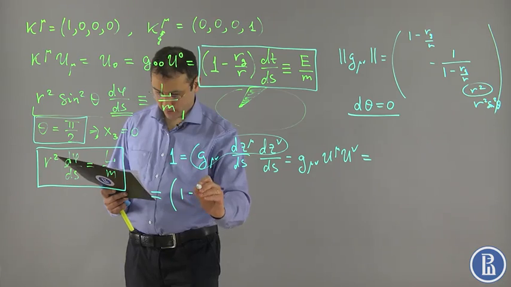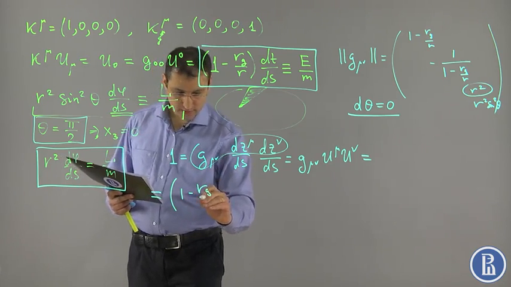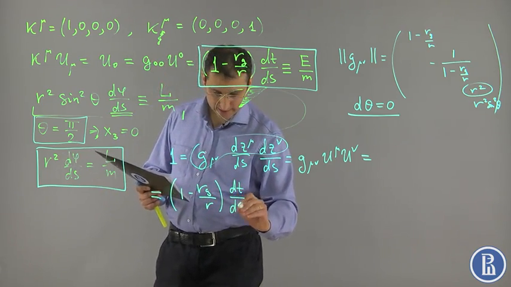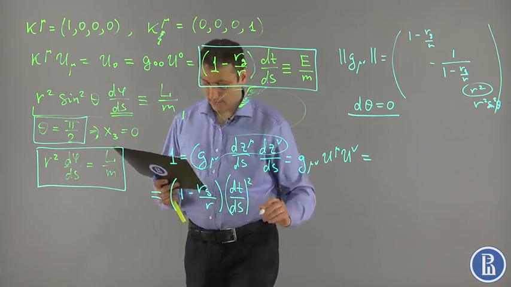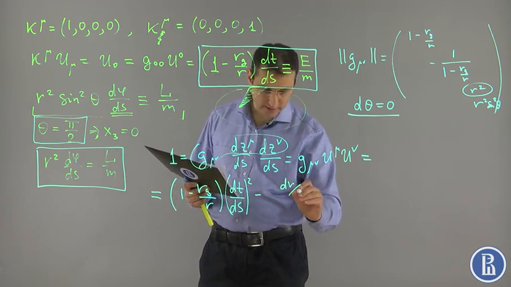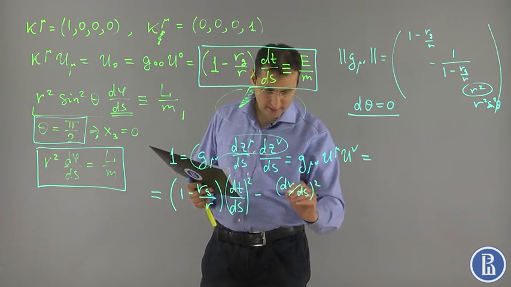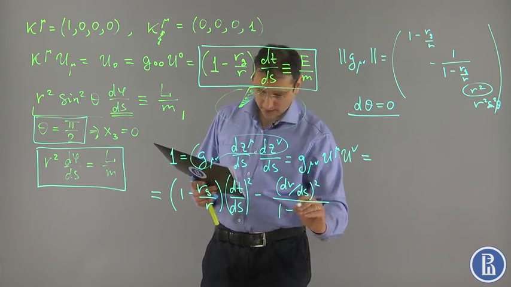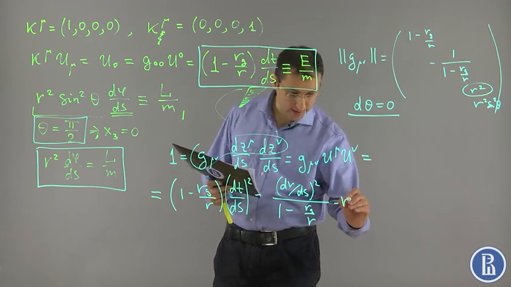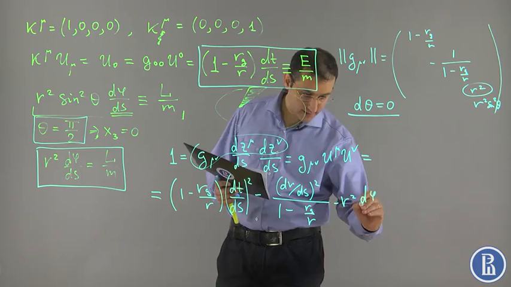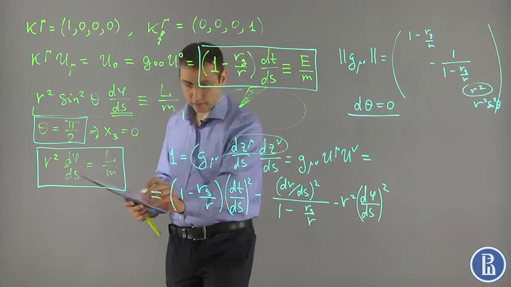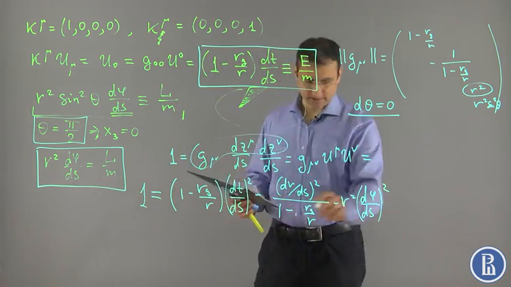(1 minus rg divided by r) (dt over ds) squared minus (dr over ds) squared divided by (1 minus rg divided by r) minus r squared (d phi over ds) squared. So this is equal to 1.